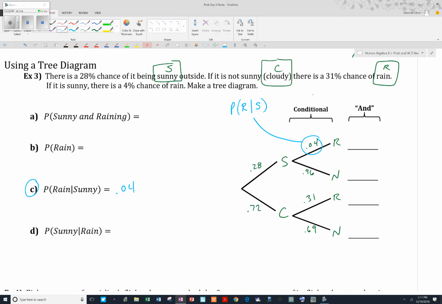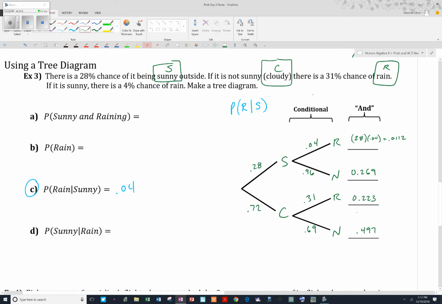Okay, so let's now find our and probabilities. The probability that it is sunny and going to rain, this is kind of where the tree diagram is slick. You just multiply through your branches there. So the probability that it's going to be sunny and raining is going to be 0.28 times 0.04, which is going to be 0.0112. And then we'll continue to multiply through the tree diagram. So our next one is going to be those multiplied together. So that's going to be 0.269, and then 0.223, and then 0.497.